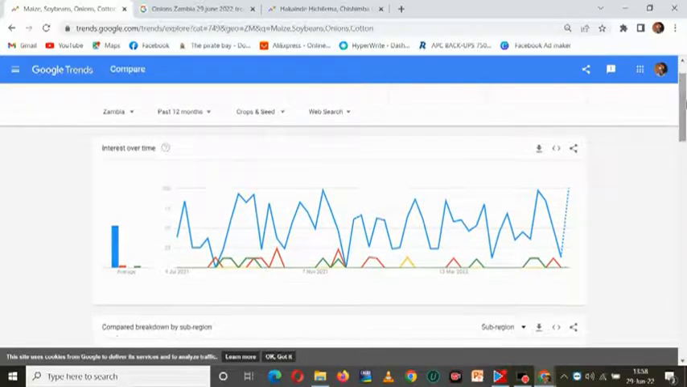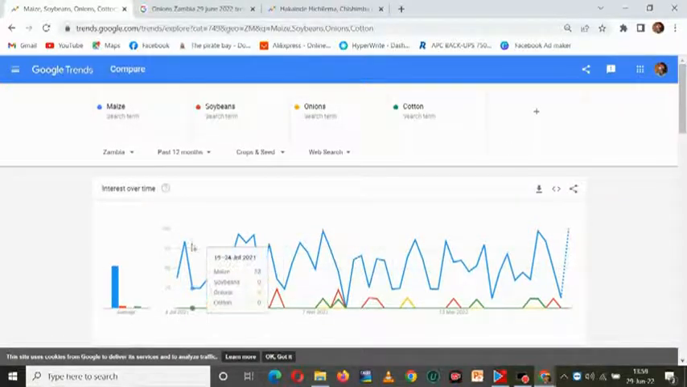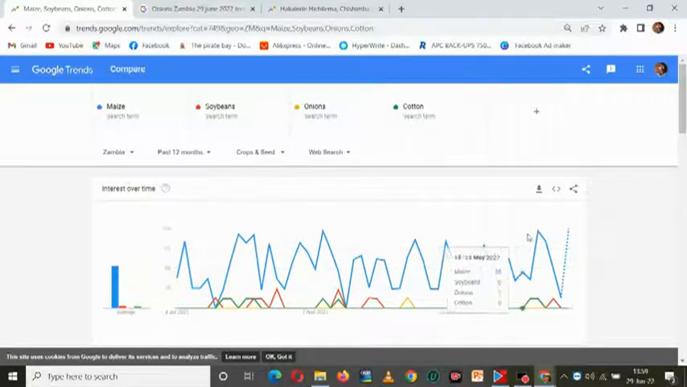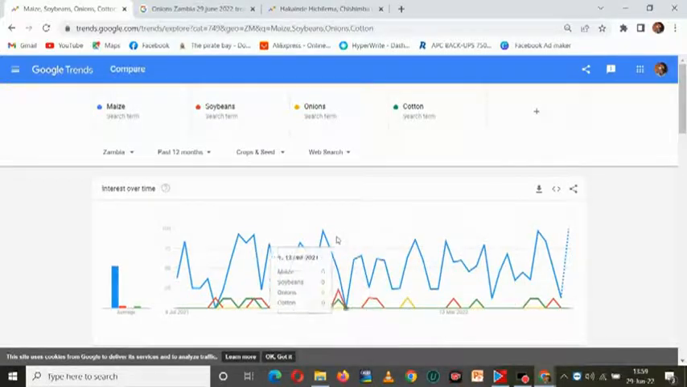So here we are. The most talked about item here is maize. Blue is maize, you can see here, maize is blue. So that's the most talked about. It reached its peak on the 24th of last year, on 24th November. Maybe because people were talking about growing it, seed, preparing to grow, to plant. This could be the reason. So this is giving us a picture of what people are interested in.